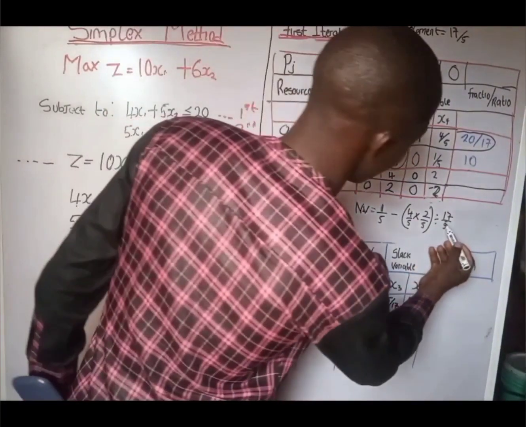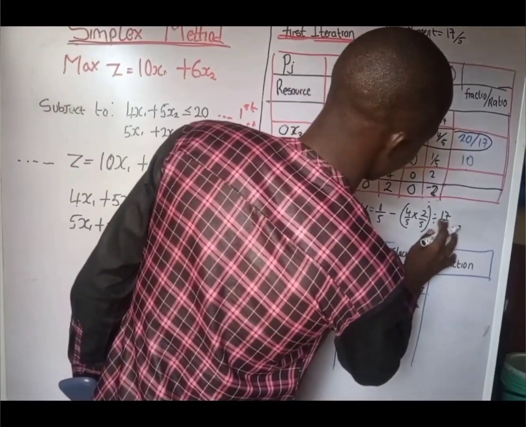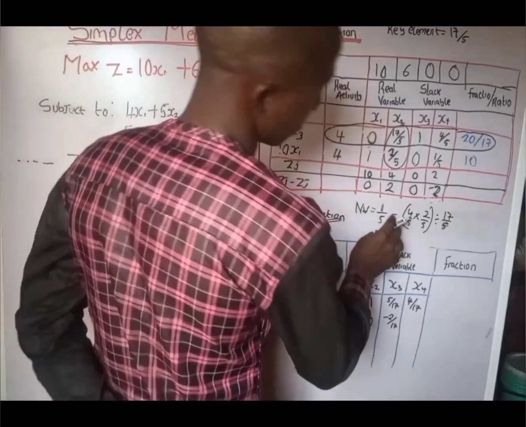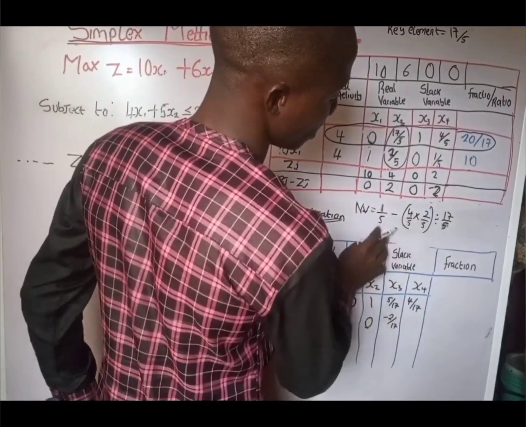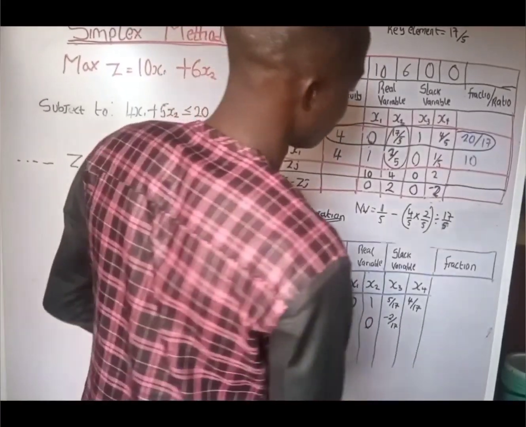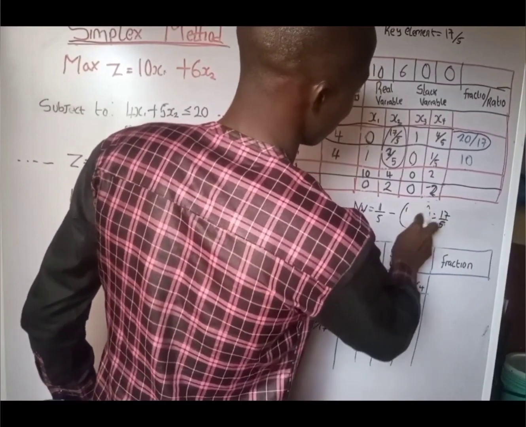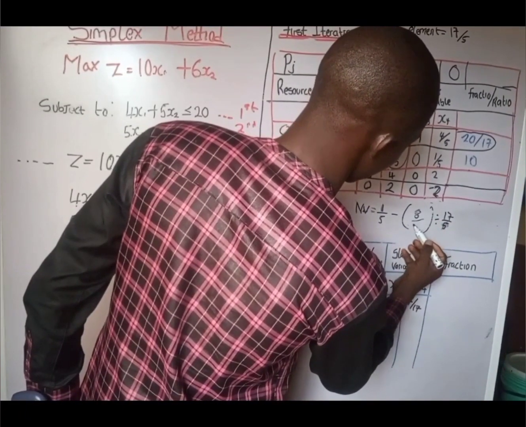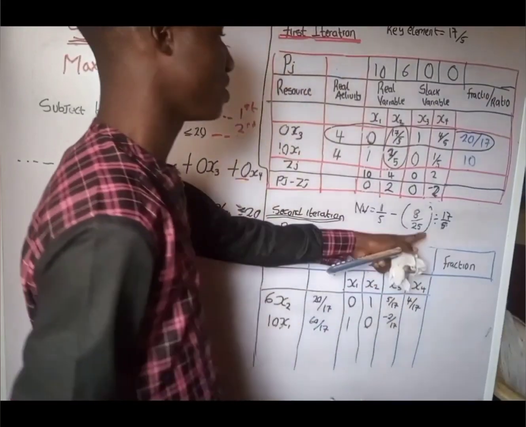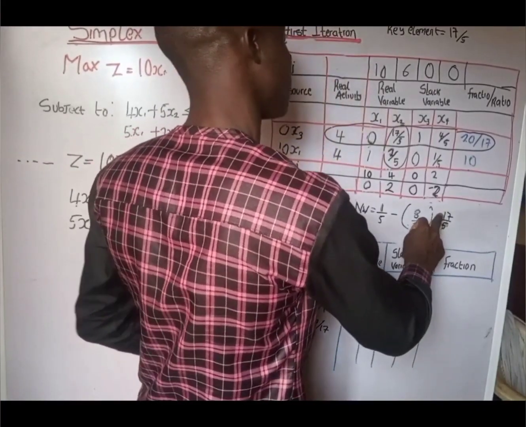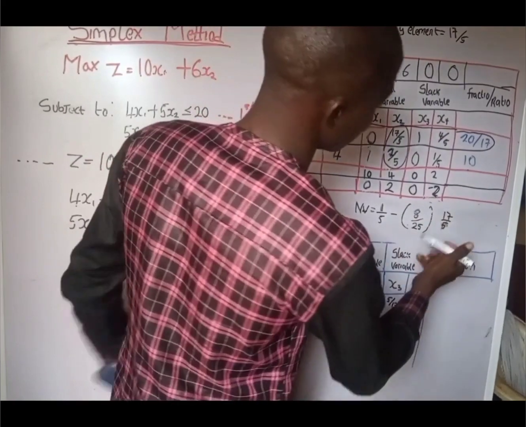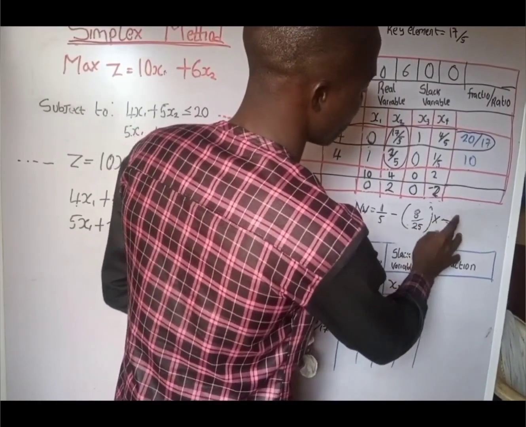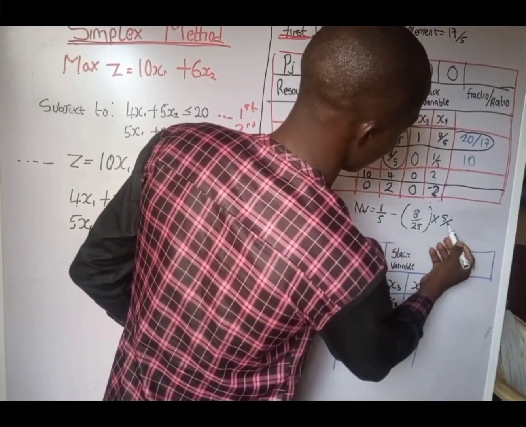If you multiply this, 4 multiplied by 2 is 8, and 5 multiplied by 5 is 25. So I'm going to have 8 over 25 in this bracket. If this division sign is changed to multiplication, I'm going to have 8 over 25 multiplied by the reciprocal, 5 all over 17.